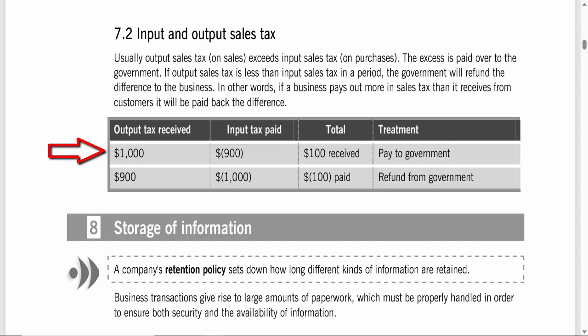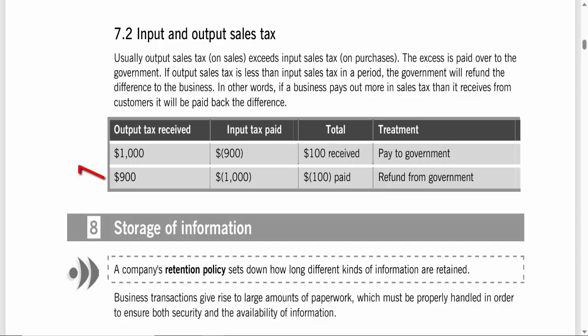Treatment. Pay to government. Since the business collected more tax than it paid, this excess $100 needs to be paid to the government. The business acts as a collector on behalf of the government, so any extra amount collected in tax must be transferred to the government.